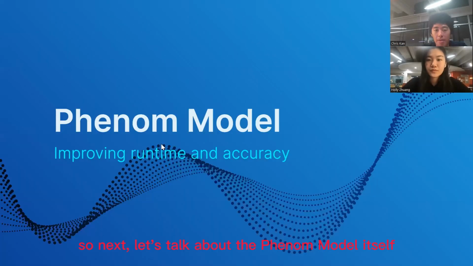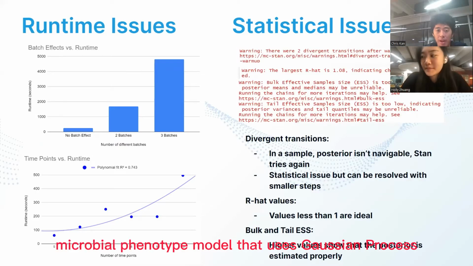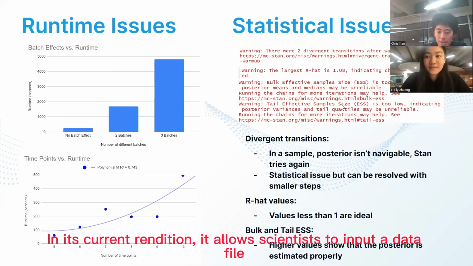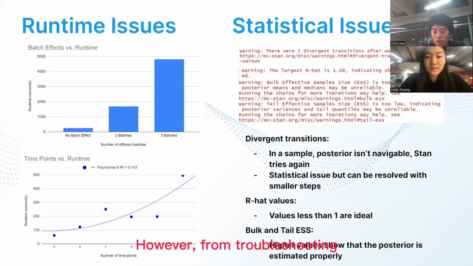So next, let's talk about the phenom model itself. The phenom model is a hierarchical non-parametric microbial phenotype model that uses Gaussian processes. In its current rendition, it allows scientists to input a data file and a meta file, and it outputs all the points predicted by the model. However, from troubleshooting, we found two main issues with phenom: the runtime and statistical errors.